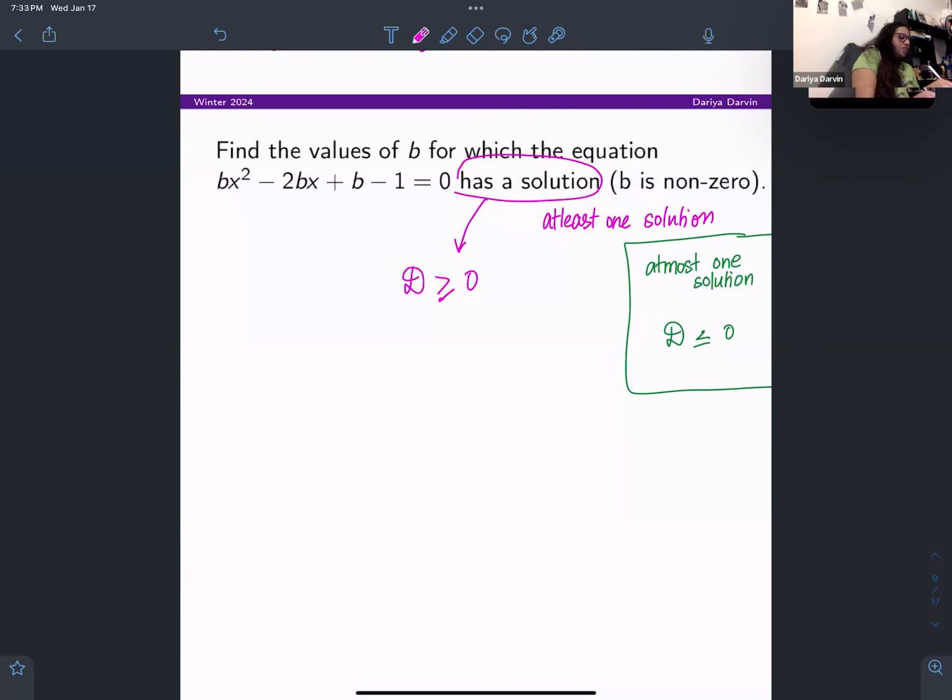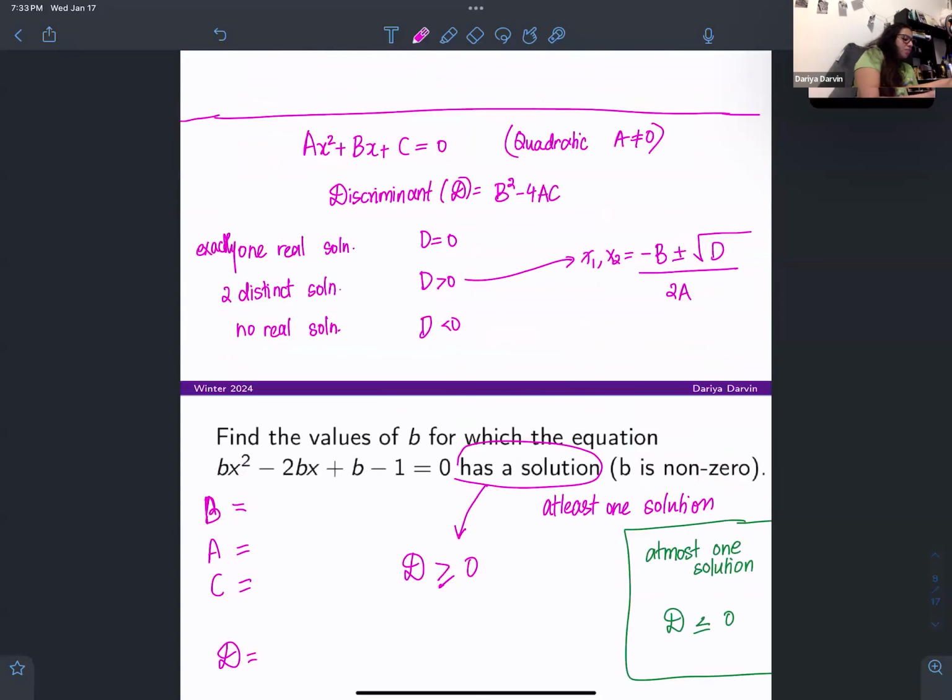So let's do this. Let's find the discriminant. To find the discriminant, I need to know what's my A, I need to know what's my B, I need to know what's my C. So let's go back. Your B is the term before your X that comes with your X. So what's your big B here? What comes with the X? It's not just -2, it's -2B, okay? Everything that comes with X.